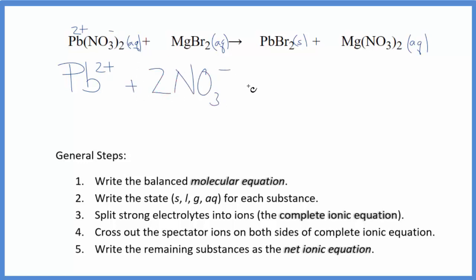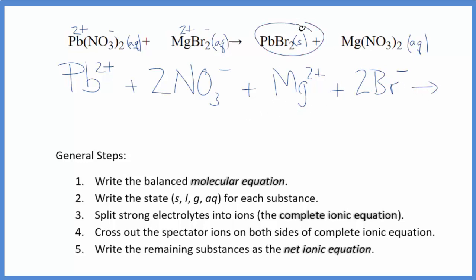And then we have the MgBr2, magnesium, that's in group 2 on the periodic table, so it has a 2 plus ionic charge, and the bromide ion is 1 minus. So the magnesium ion, and then we have 2 of these bromide ions. So these are the reactants in our net ionic equation.